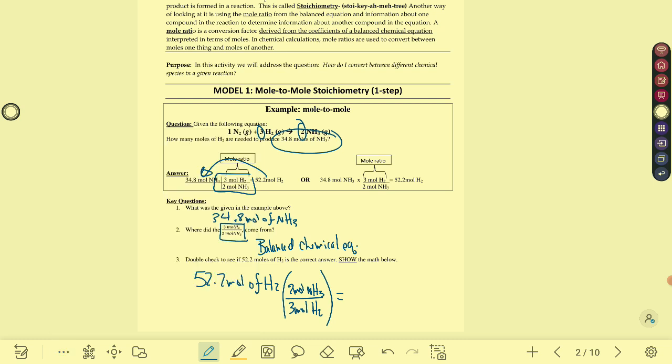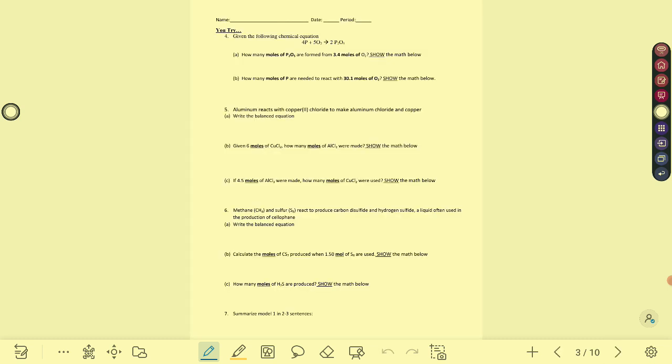Alright, so I'm going to go 52.2 times 2, enter, divided by 3, enter, and I'm going to round that to 3 sig figs, and I actually get exactly 34.8 MOL NH3, which proves that I got exactly what I started with. Alright, so that first step just went one by one through it.